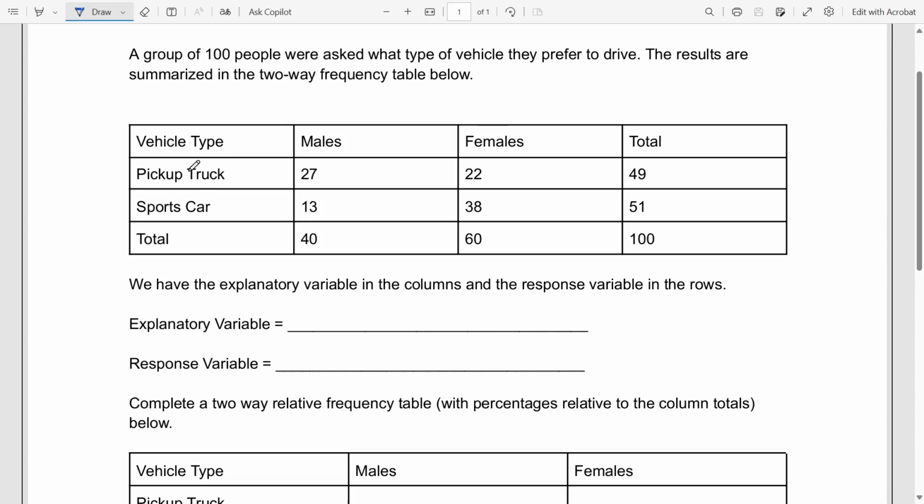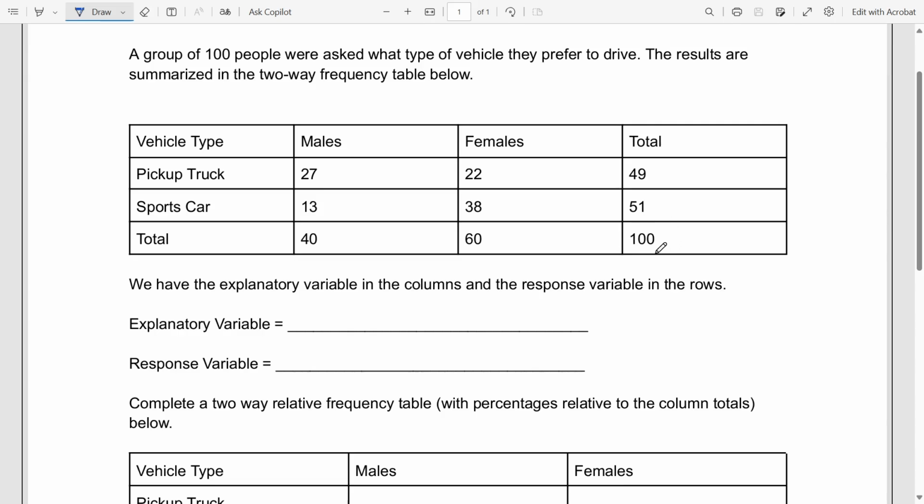So we have a vehicle type of a pickup truck or sports car, and then we have basically the sex, either female or male. And then we have the totals of each. Note there's less males than females in this particular survey, and we have a total of 100 people here.